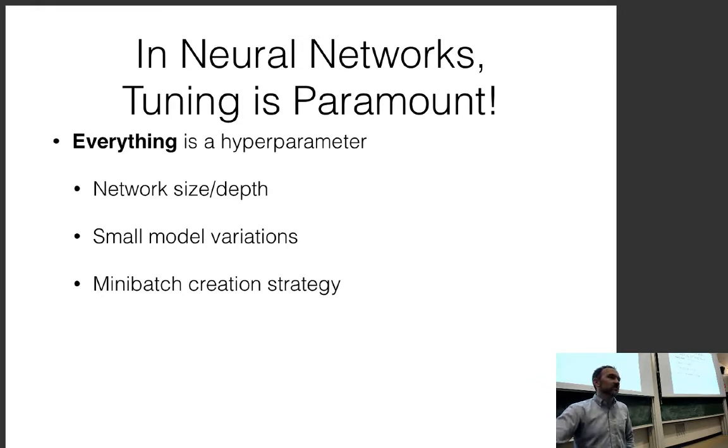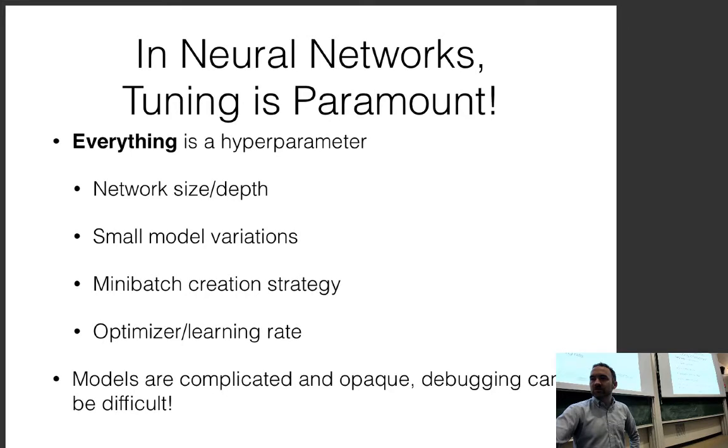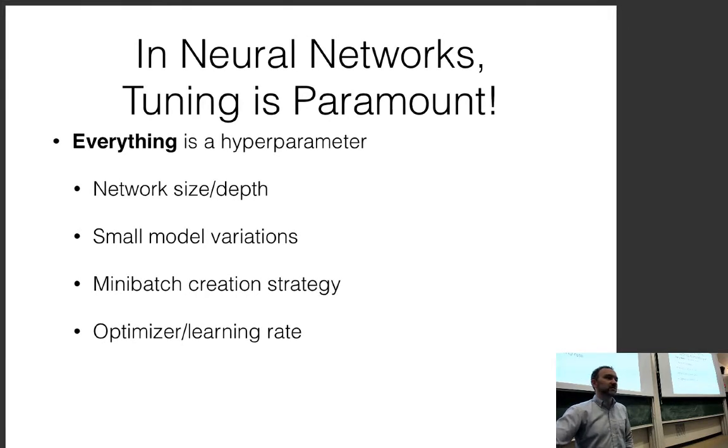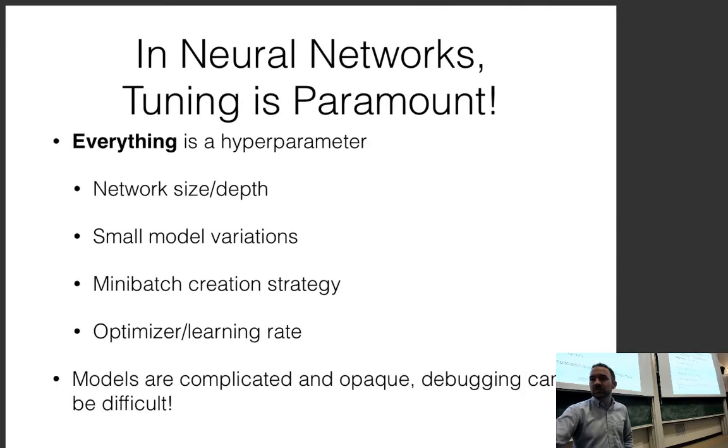How do you create your mini batches? Do you create your mini batches by sorting everything first or not sorting everything first? How you shuffle your data can have an effect on the results. The optimizer and the learning rate can have an effect on the results. Also, I forgot to list it here, but how you initialize your parameters. Remember, every time we randomly initialize our parameters, this can have an effect on the results. So because the models are complicated and opaque, debugging can be quite difficult.